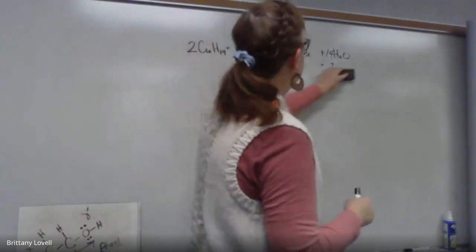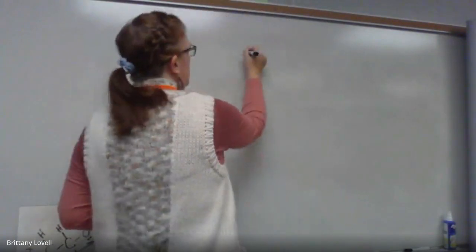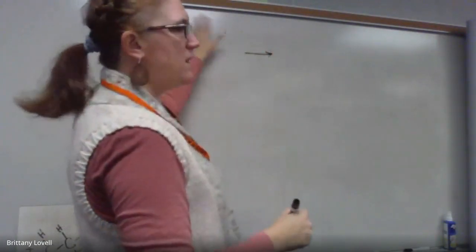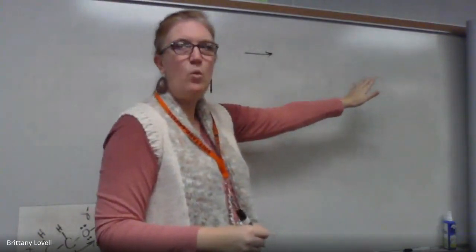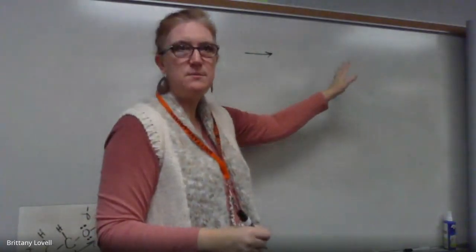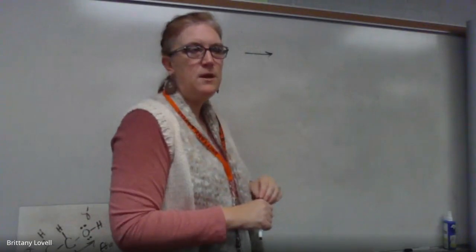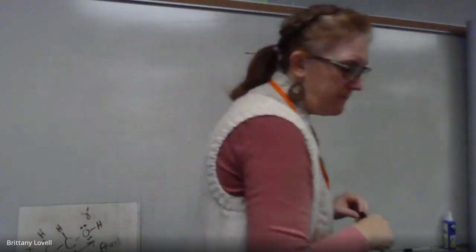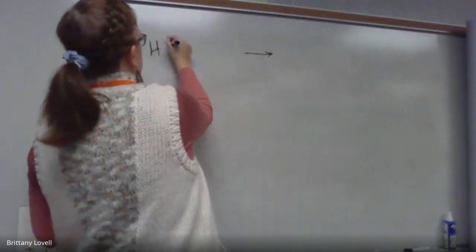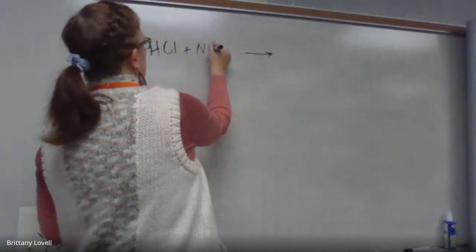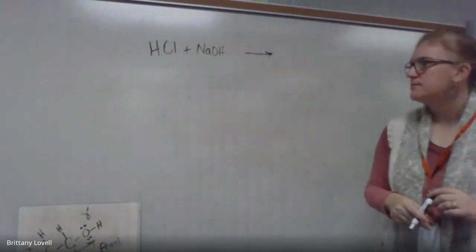So let's start this. If you're going to write a chemical equation, you've got to come up with what you start with and what you end with. So looking at number 2, what would the reactants be? What would the starting substances be? Hydrochloric acid and sodium hydroxide. Very good. Hydrochloric acid and sodium hydroxide. That's what I'm starting with. That's what's reacting. HCl and NaOH. Okay?